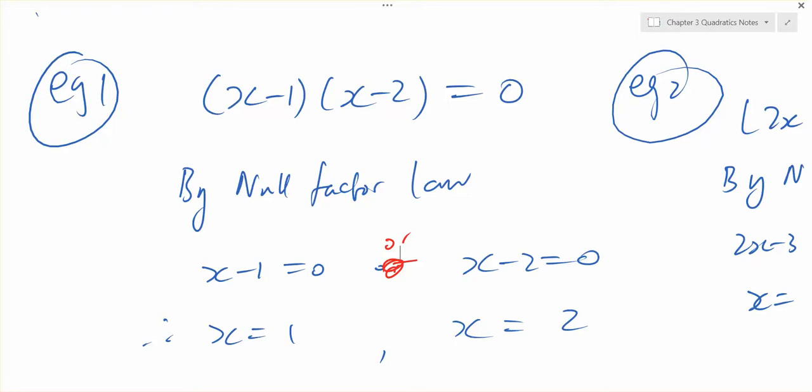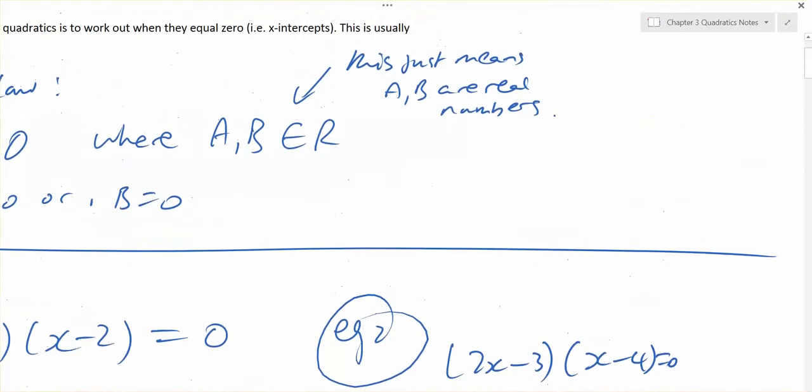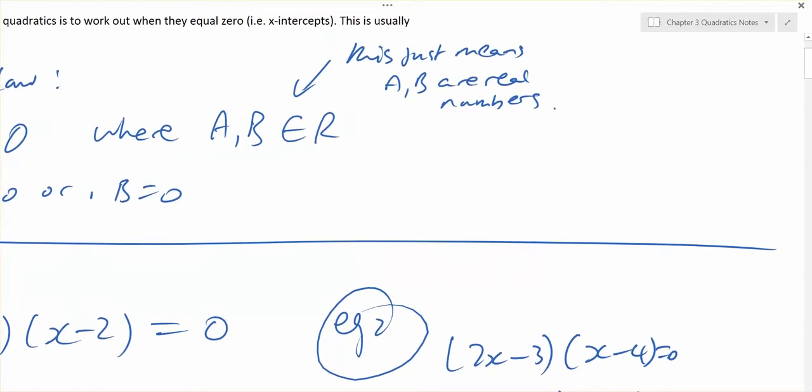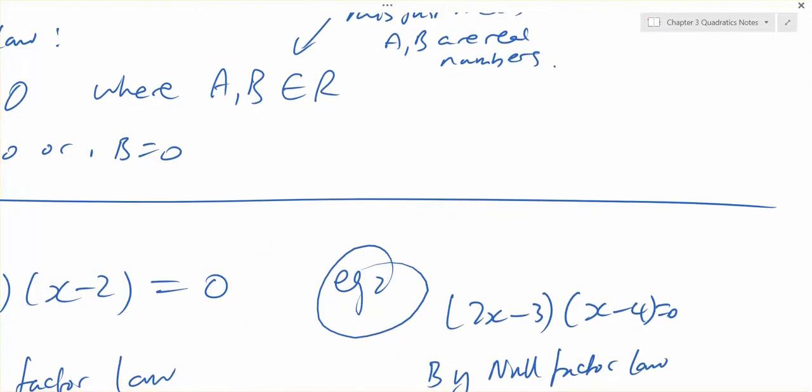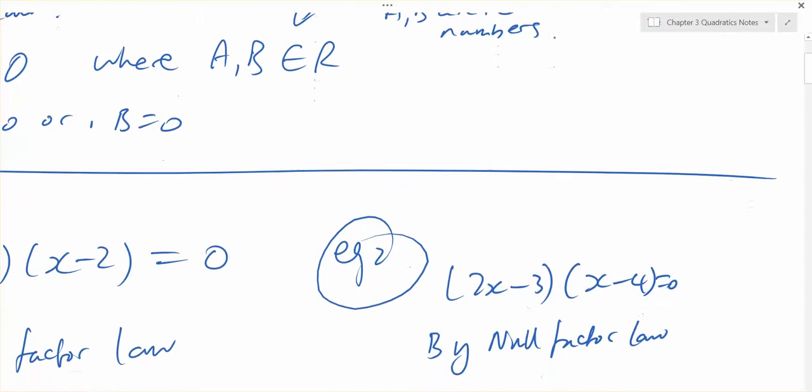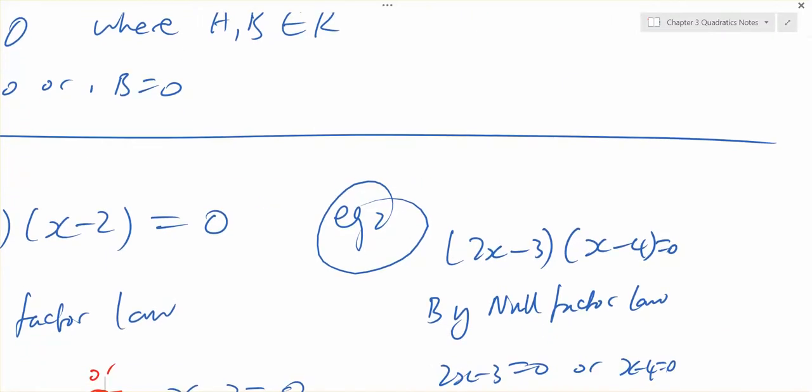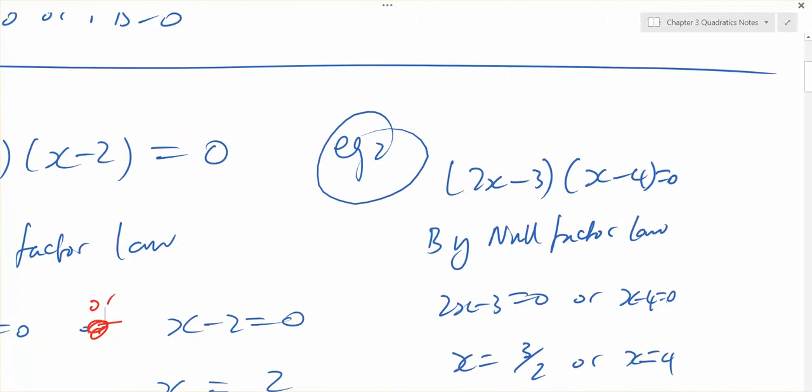And you'll find out later when we do graphing quadratic equations, that's where the x-intercept occurs, or where the graph cuts the x-axis. In example 2, we've got (2x minus 3)(x minus 4) equals 0. Again, by the null factor law, either the first factor equals 0 or the second factor equals 0. So 2x minus 3 equals 0 or x minus 4 equals 0. When I rearrange to solve for x, I get x equals 3 on 2 and x equals 4.